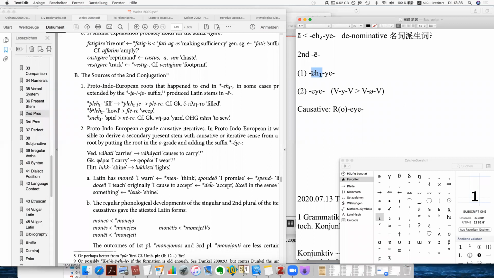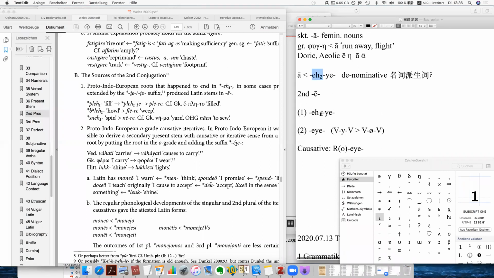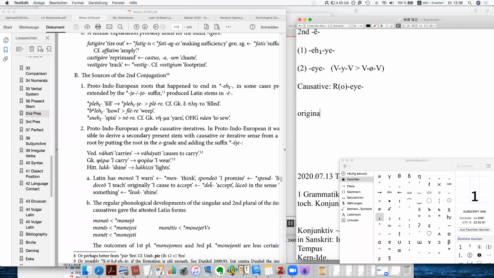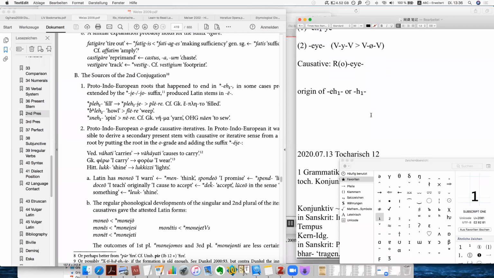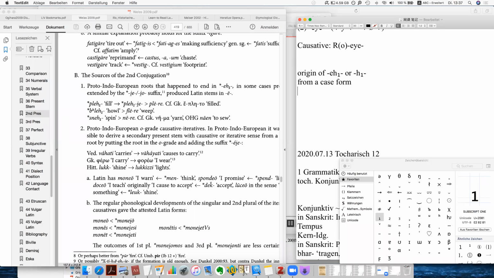So, what is the origin of "ā"? This I explained. This comes from the feminine nouns, right? And how could this "ā" be? Yeah, laryngeal 1. And in which case? So comes the second question: the origin of this ending. I can tell you, it comes from a case form. So tell me which case.